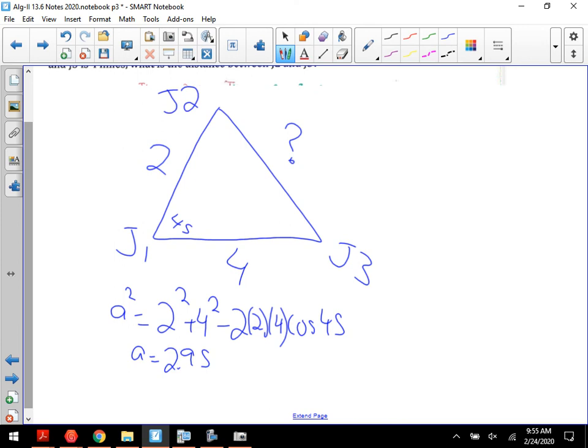2 squared plus 4 squared minus 2 times 2 times 4 cosine 45, and then I take the square root of my answer. I get 2.95. So, wait. Go ahead. Which number is that?